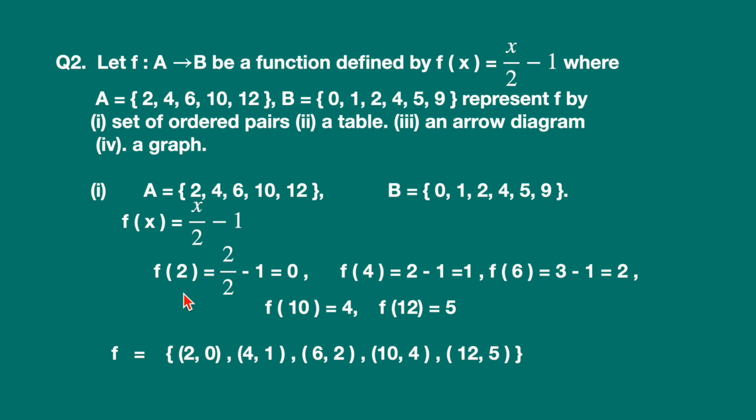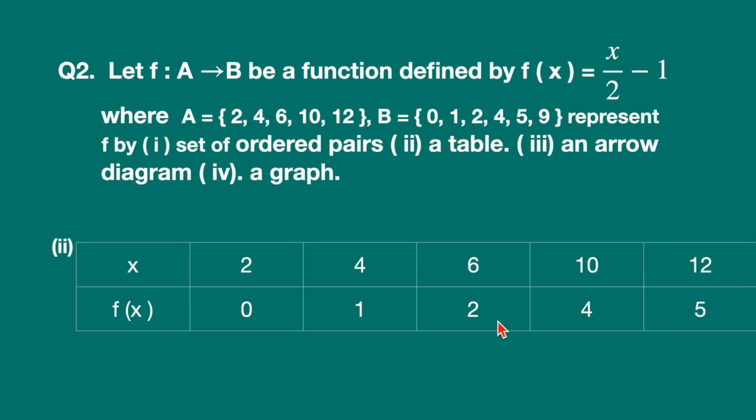So f at 2, the image will be 0. f at 4, substitute, you get the image as 1. f at 6, you get 2. f at 10, 4. f at 12, 5. So these are the images. They're asking us to first write down the set as ordered pairs. So write down the ordered pairs: (2, 0), (4, 1), (6, 2), (10, 4), and (12, 5). So this was the set of ordered pairs.